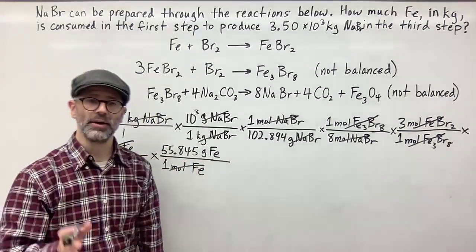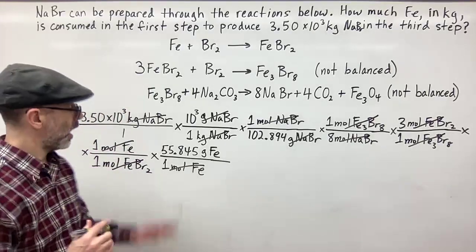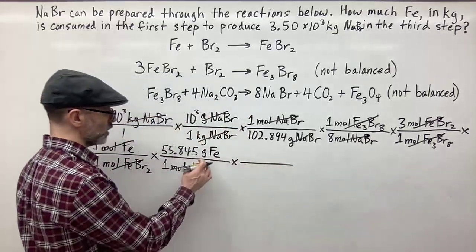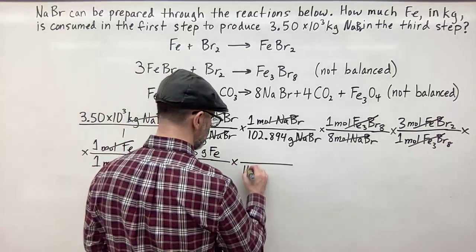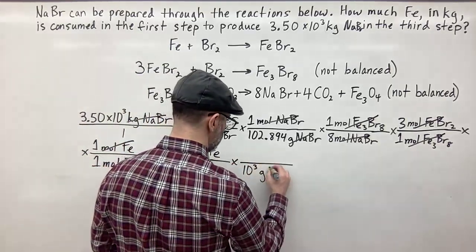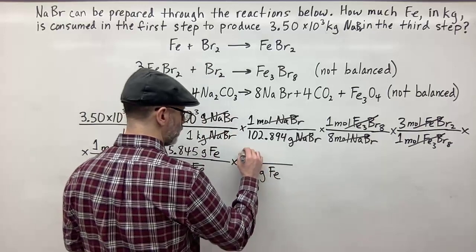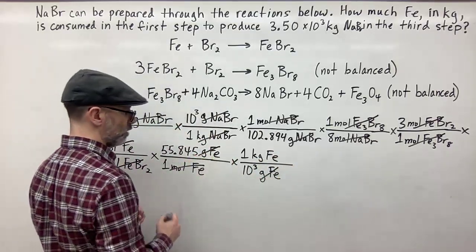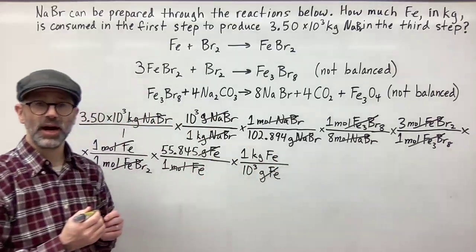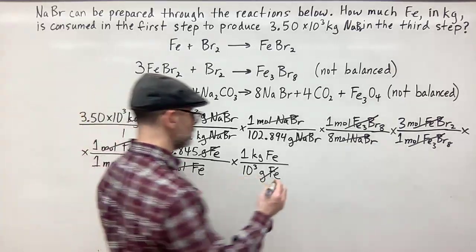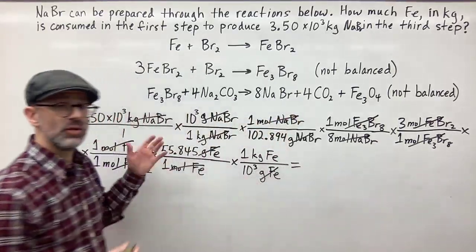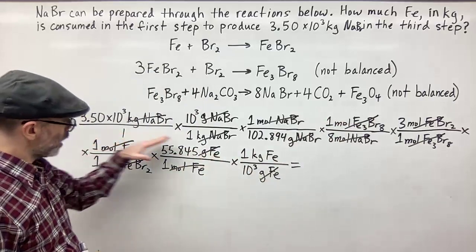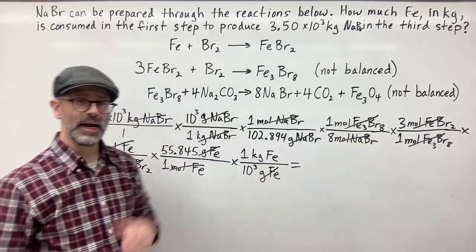Now I have grams, but I don't want grams. I want kilograms. So I got to keep going. So it's just one more step because I know that 1 kilogram is equal to 1,000 grams. So I got grams here. I'm going to put 10 to the third grams of Fe. And on the top, I'm going to put 1 kilogram of Fe. So now grams cancels out. And I'm done. I have kilograms of iron. That's what they're asking me for. So I am done with the conversion factors. So now all I need to do is multiply by everything on the top, divide by everything on the bottom, and I get my answer.